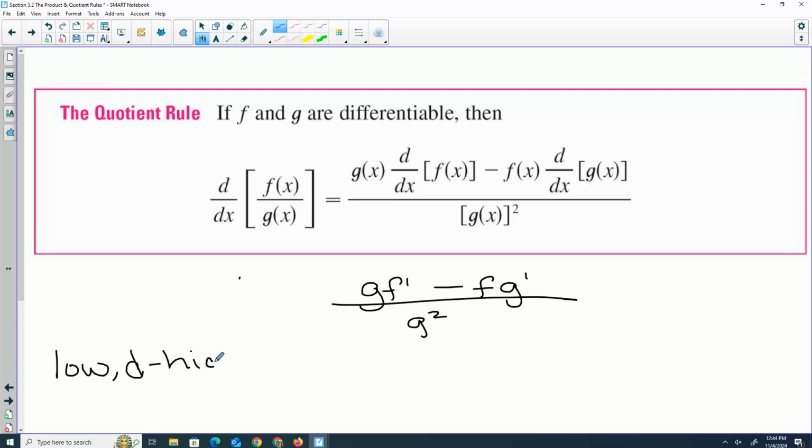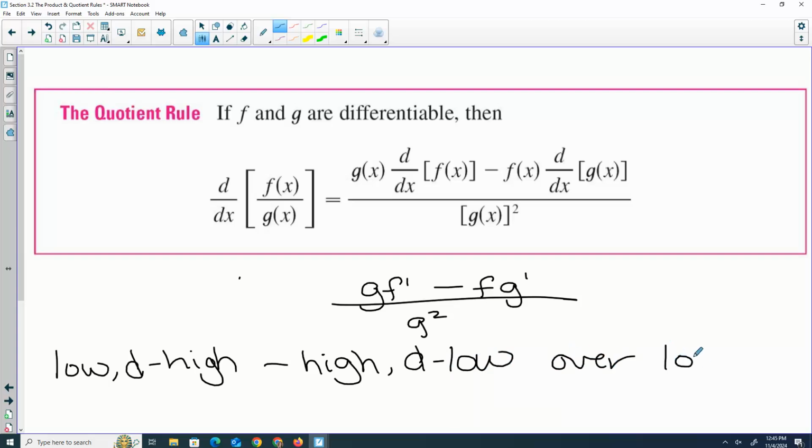Low d high, so the low one times the derivative of the high one, minus high d low, over low squared. Say it confusing, say the first one: low d high minus high d low over low squared.